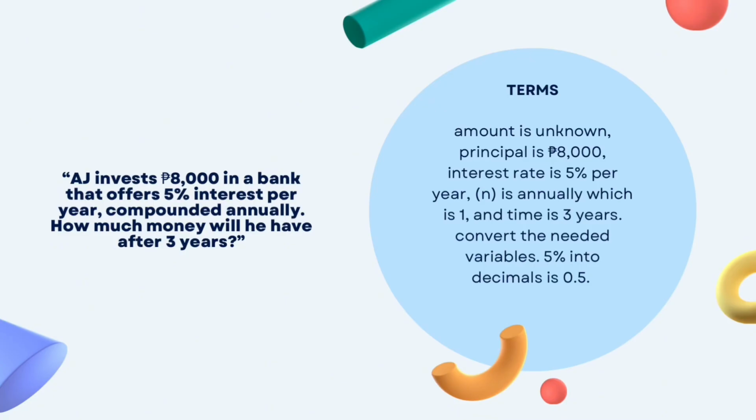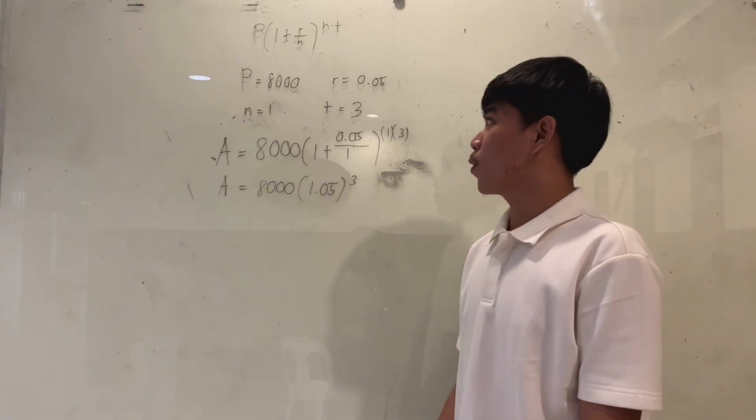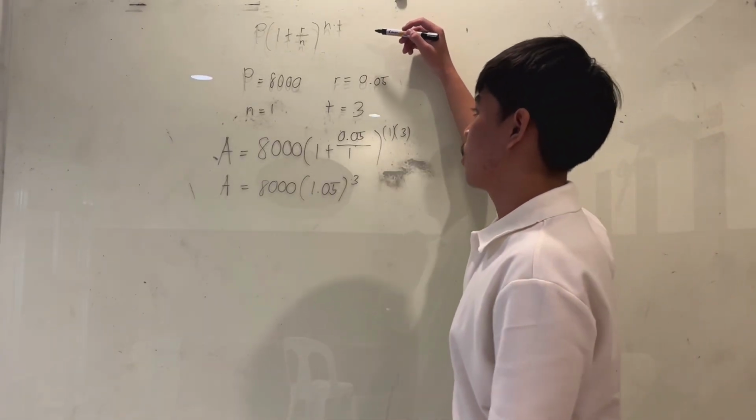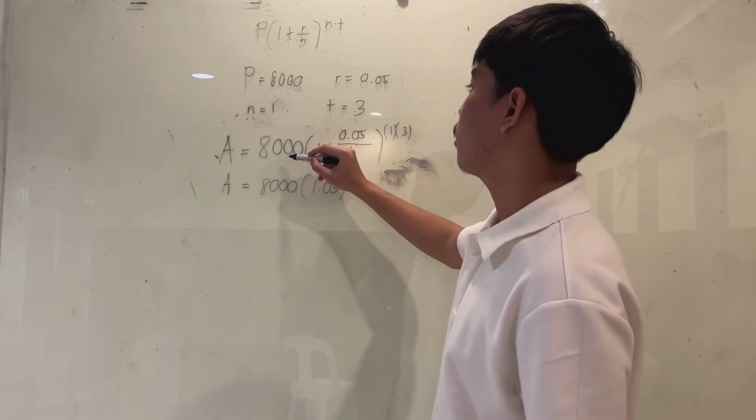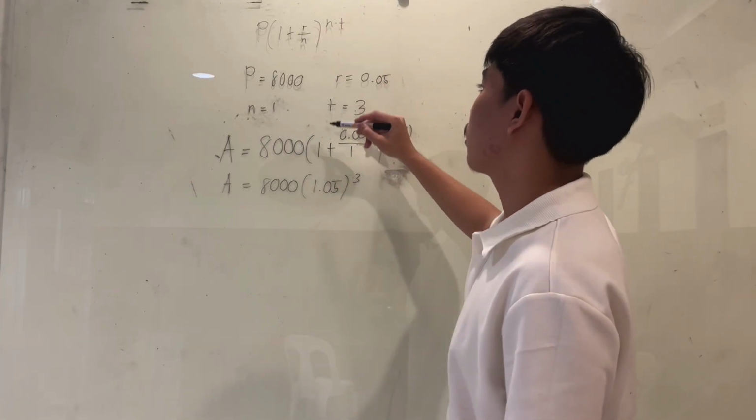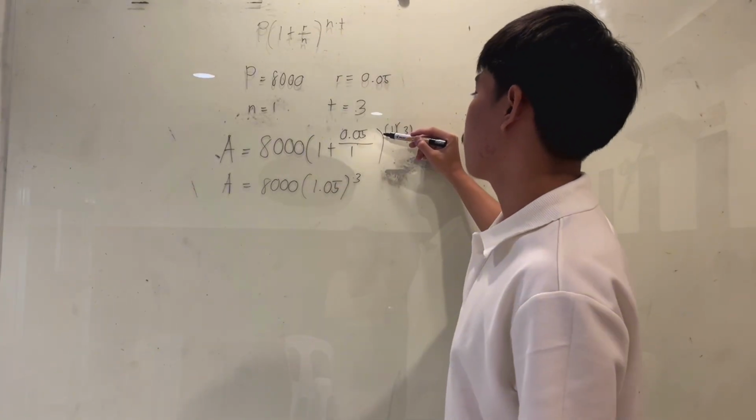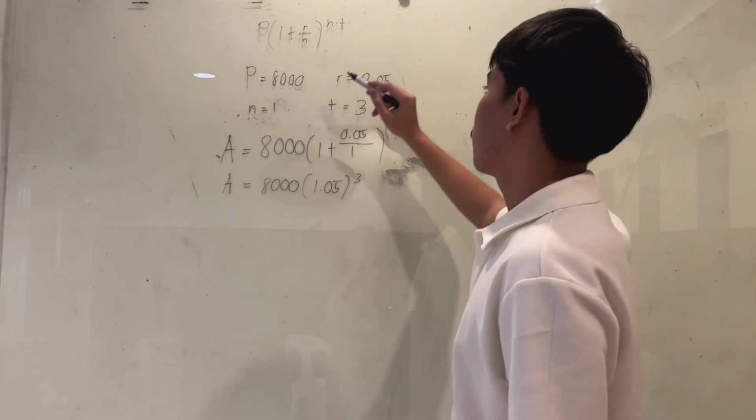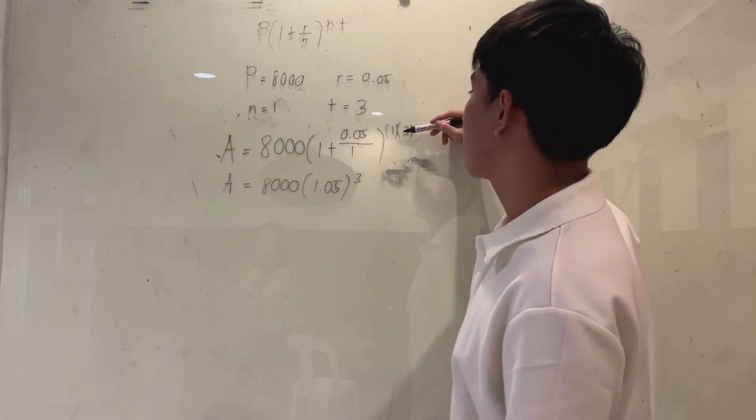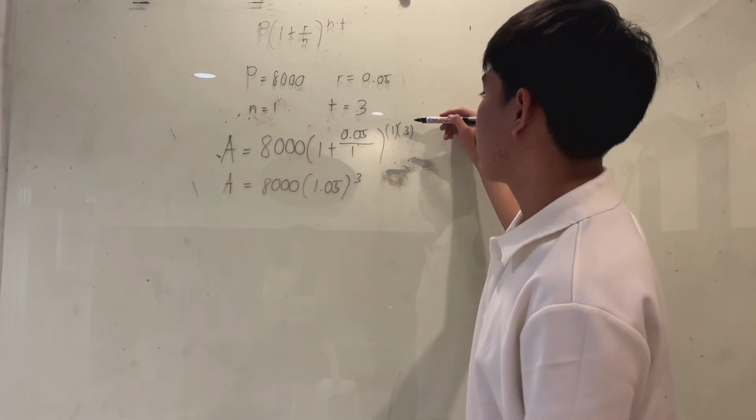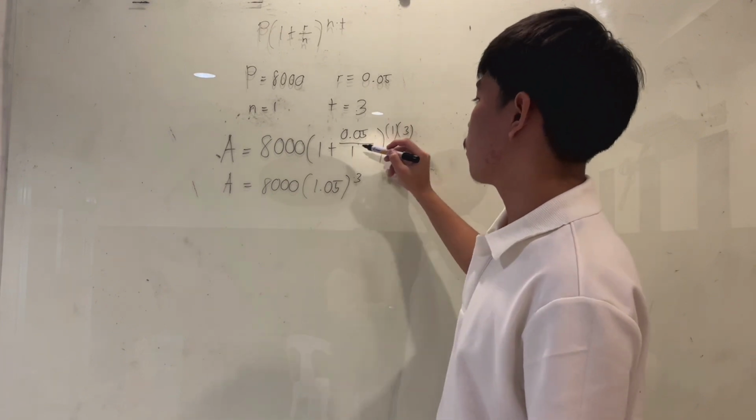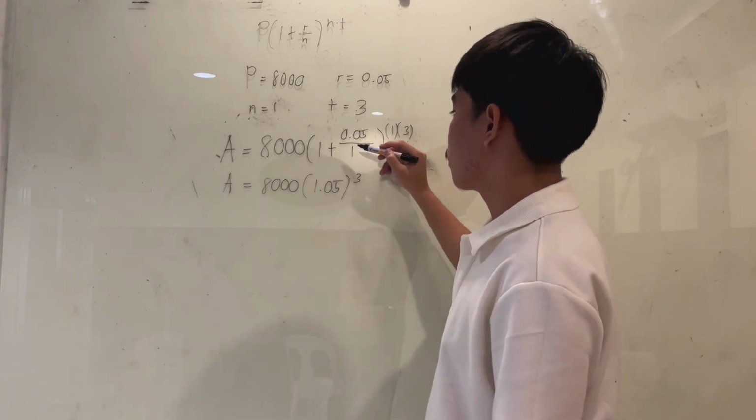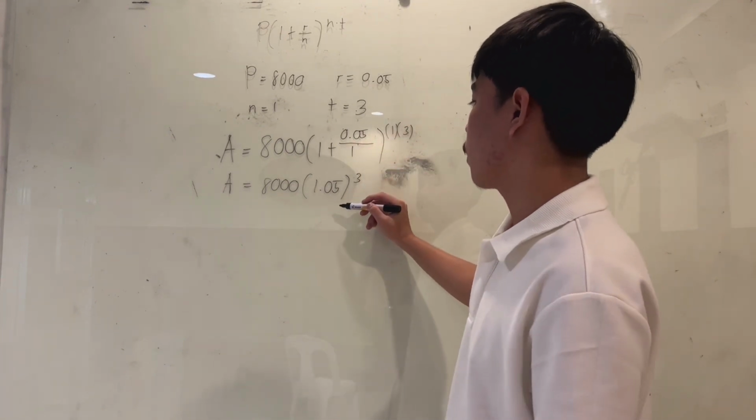Next up, let's convert the needed variables. 5% in decimals is 0.05. Moving forward, let's now substitute our variables. P is 8,000, 1 which is constant, r which is 0.05, n which is 1, then n is the same here, 1, then time is 3. 0.05 divided by 1 will still be the same, so just plus 1, so 1.05.